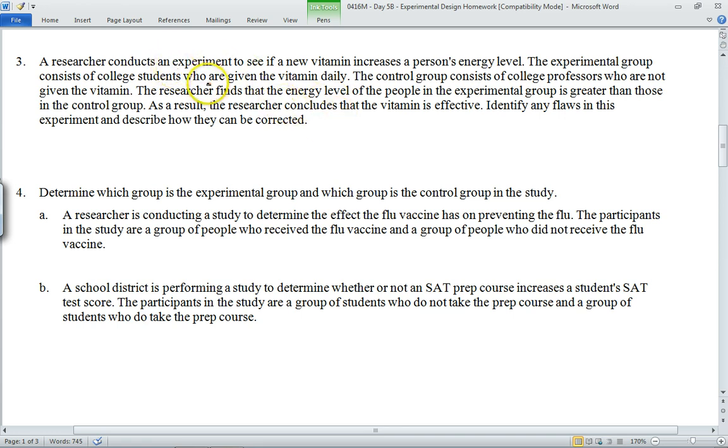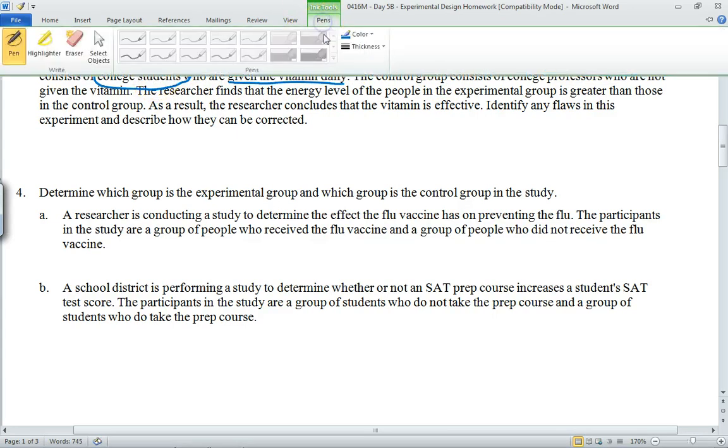Look at the two groups that we're talking about. We have the experiment and we have the control group. Who was in the experimental group? Let me color coordinate this. So we have the experimental group. The experimental group consisted of college students. Okay? So the people that were given the vitamin, the experimental group, they were college students.